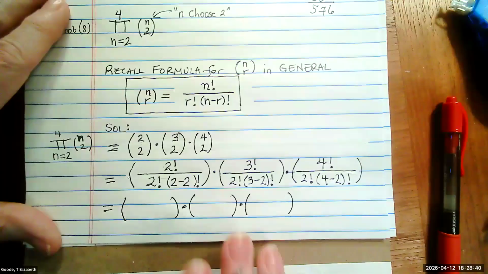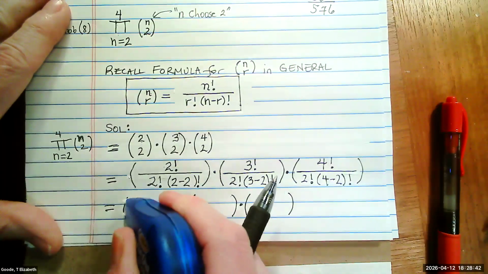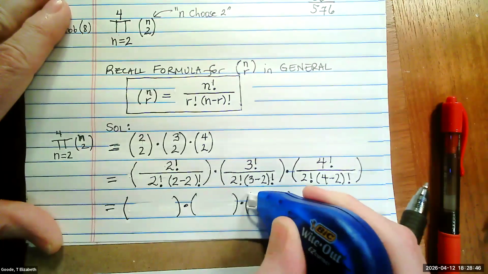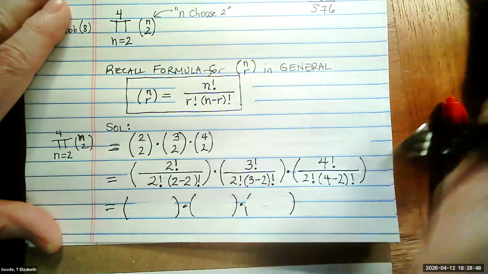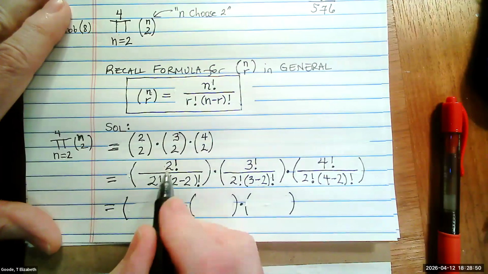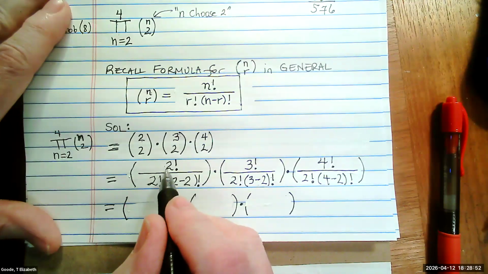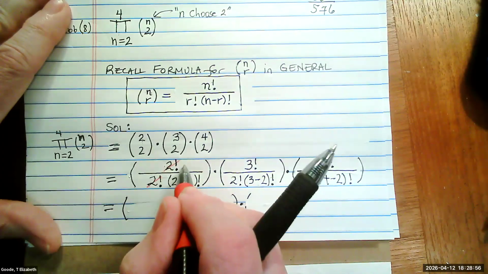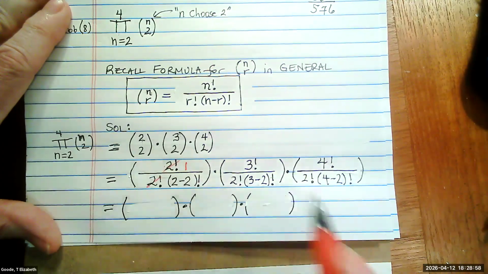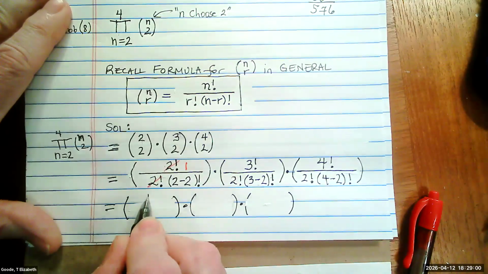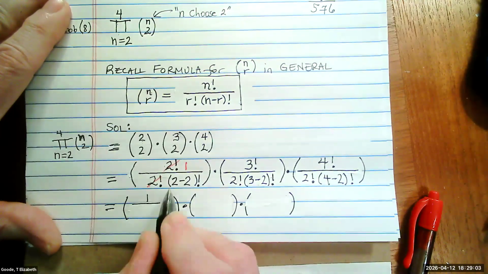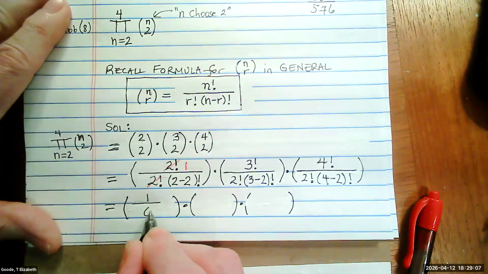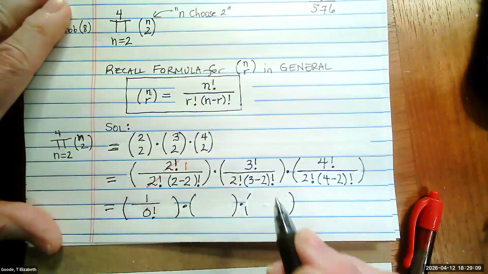In the first one, the factorials cross out. That's right. And that leaves 2 minus 2 factorial. So when we cancel the 2 factorial up top with the 2 factorial downstairs, it leaves a 1 up top, okay? So it's 1 over, and what is 2 minus 2, by the way? 0. So 0 factorial.